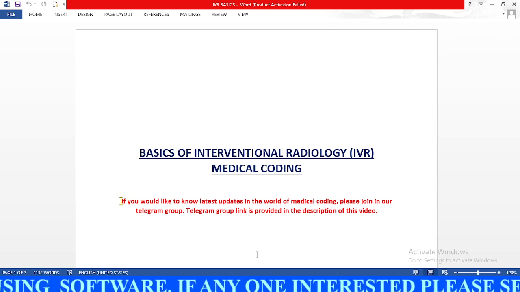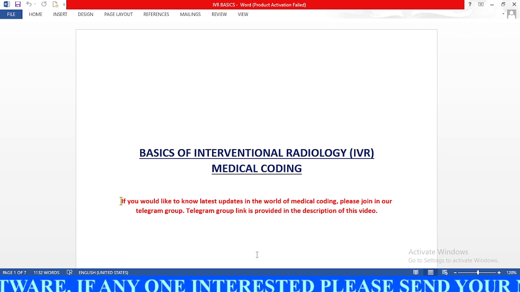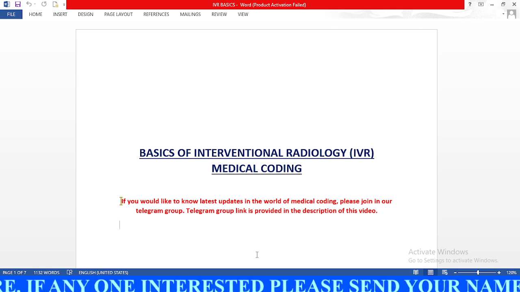In this session, we are going to learn the basics of interventional radiology. Usually we'll call it IVR in medical coding.